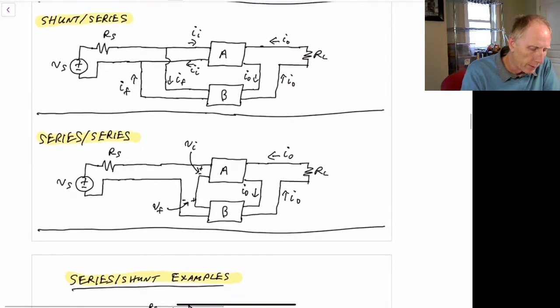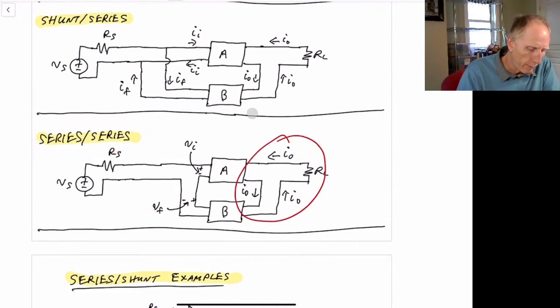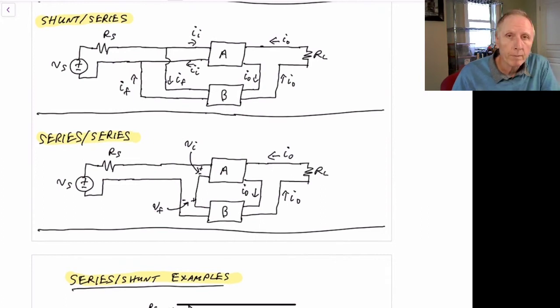And so finally we can do a series-series. The series is, as we've already seen it, at the input, and the series is the same as we just saw up above for the output. So we have the four different types of our feedback networks.